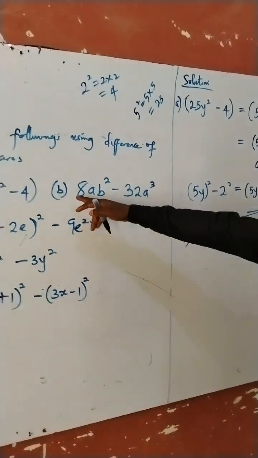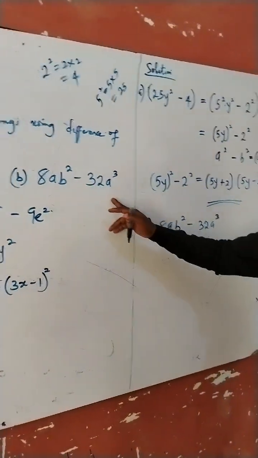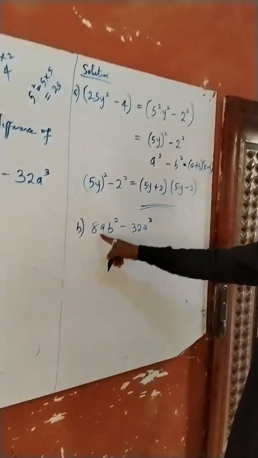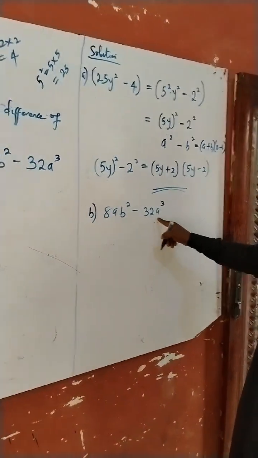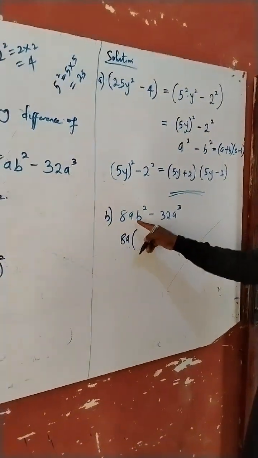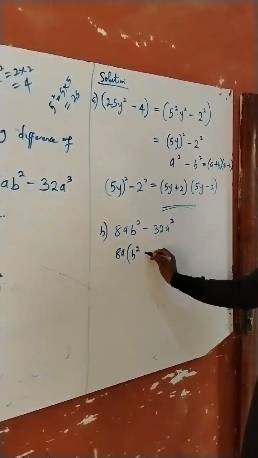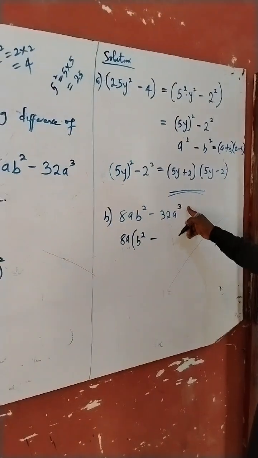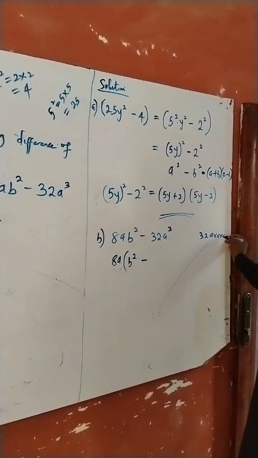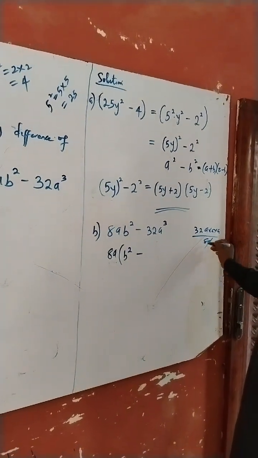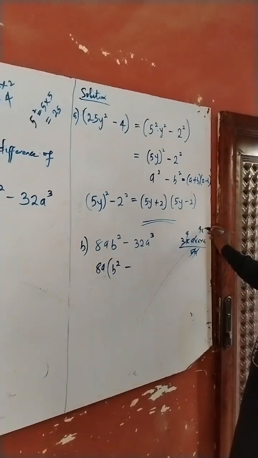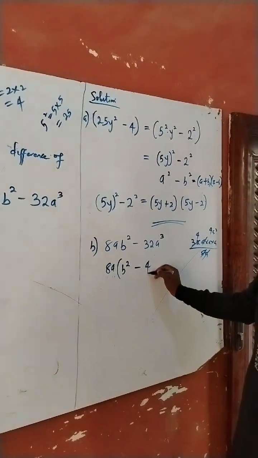Now, we will start the second question. It says 8ab square minus 32a cube. So what am I going to do to this? I'm going to factorize. As you can see now, 8a can go in both 8ab square and 32a cube. So 8a here, open bracket, what is left here is b square. 8a in 32a cube, what am I left with? 32, a times a over 8a, a cancels one a here. 8 in 32 is 4. So I'm left with 4a square.